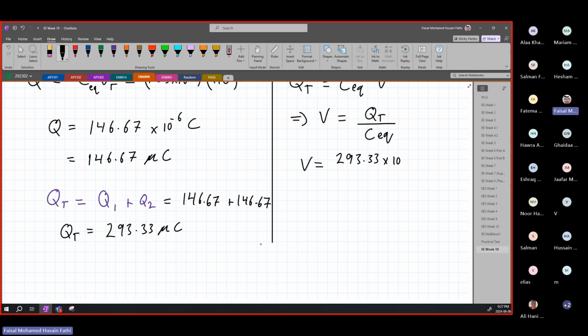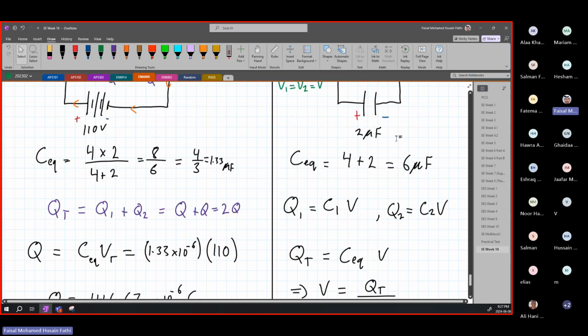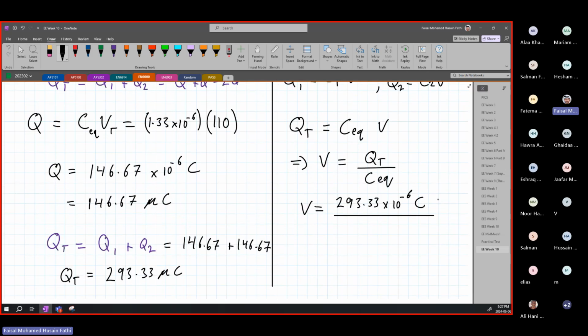293.33 times 10 to the negative 6 coulombs over our C equivalent that we have found for the parallel, which is 6 times 10 to the minus 6 farads, meaning our voltage V is going to be equal to 48.89 volts. Is this clear?